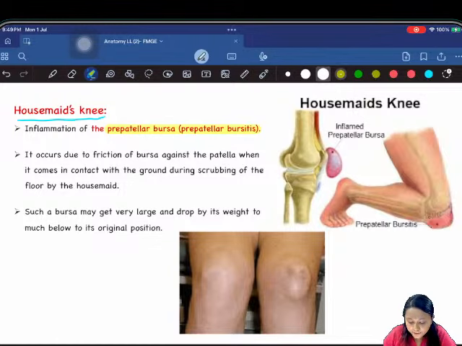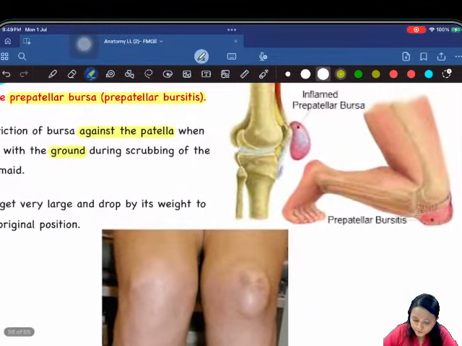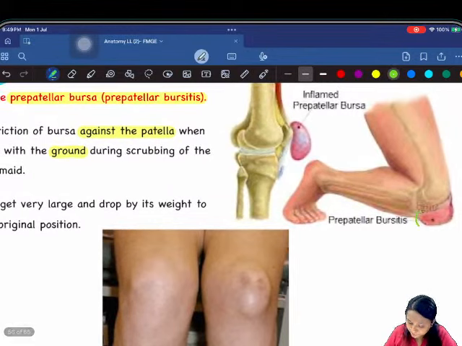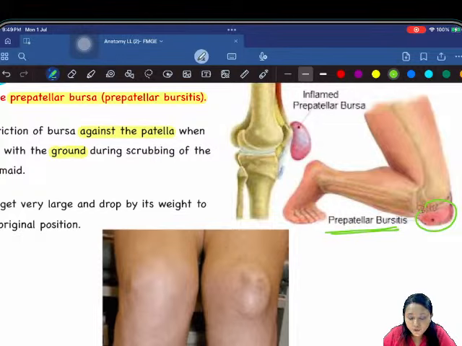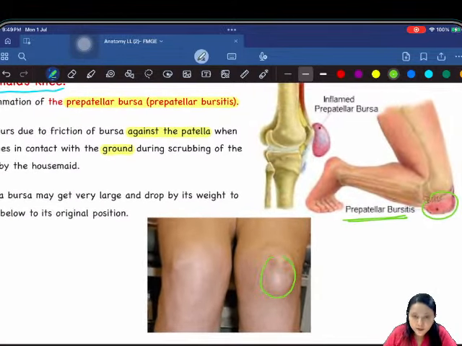So prepatellar bursitis is known as housemaid's knee when there is friction of this bursa against the patella when it comes in contact with the ground. तो housemaids जो maids है ना, उन लोग जब पोछा लगाते हैं, so when they used to wipe the floor, this part of the knee is inflamed. So this is known as prepatellar bursitis. ओके, एंड प्रीपेटेलर बर्साइटिस जो इधर दिख रहा है, that is your housemaid's knee.